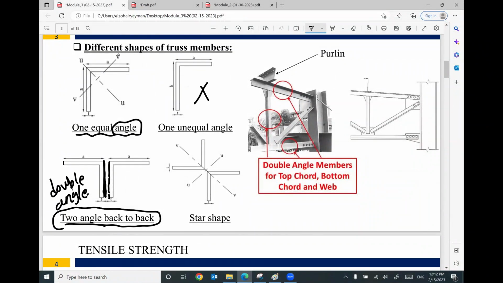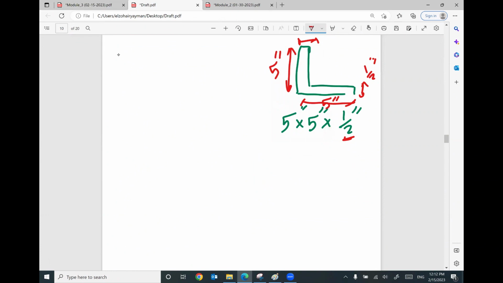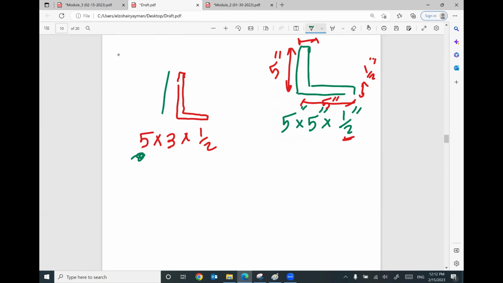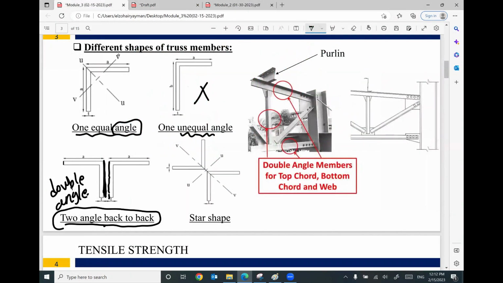Sometimes, and we don't prefer this, your angle is with unequal legs. What do you mean by unequal legs? We have a longer leg and a shorter leg, and it will be written like this: 5 times 3 times 1/2. So the name of this angle is different. The first number is the longest leg, 5 inch. The second number is the shortest leg, 3 inch. And the 1/2 is the thickness for both of them. We don't prefer this one because we will have eccentricity. We prefer your angle to be with equal legs.